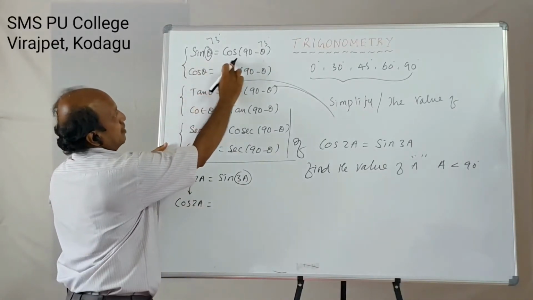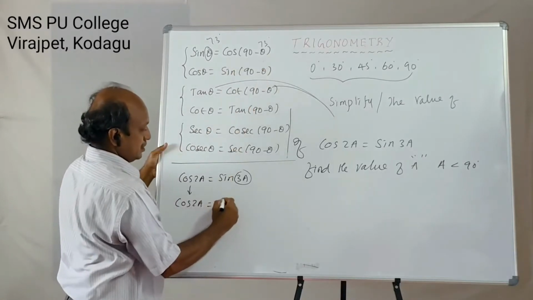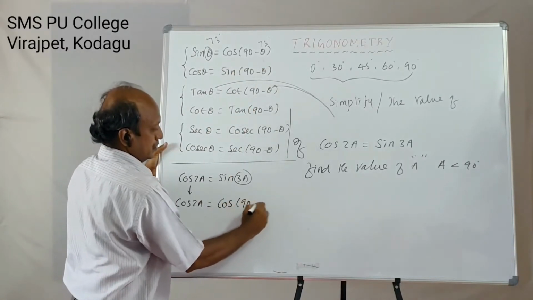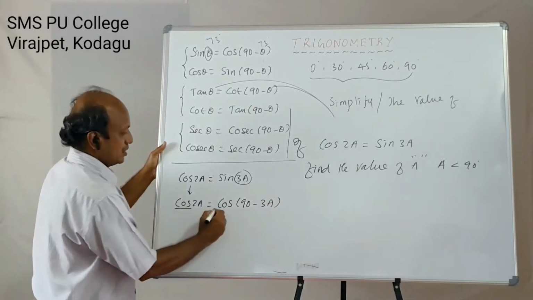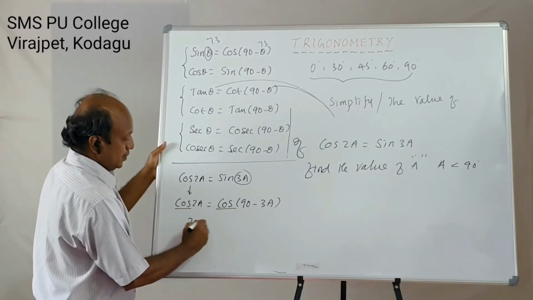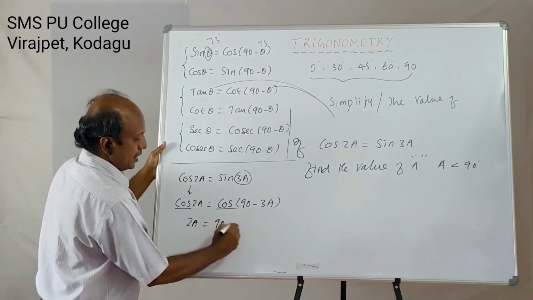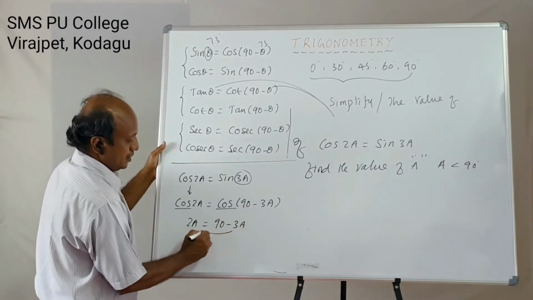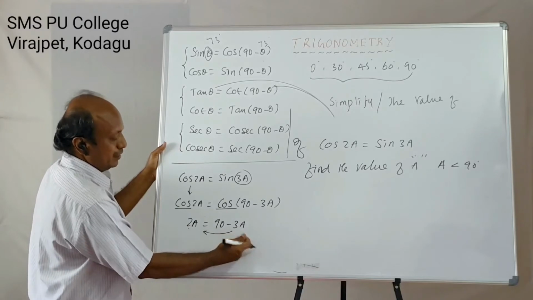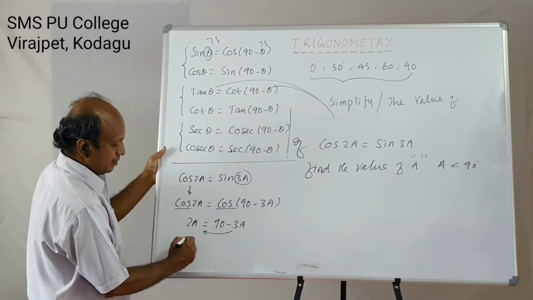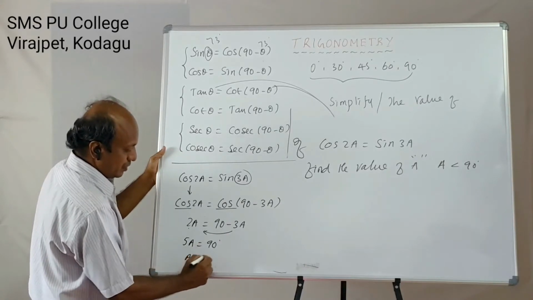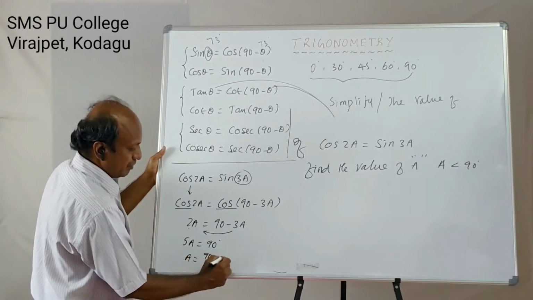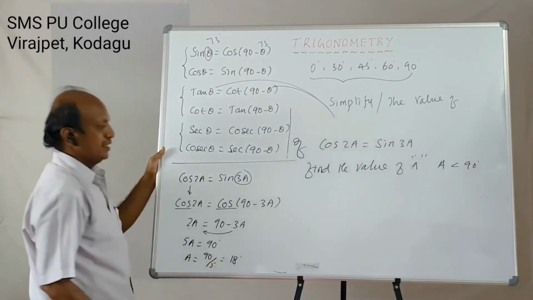Sin 3A is equal to cos of 90 minus 3A. Both sides cos is there. Therefore, just leave the cos. What are the other things? 2A is equal to 90 minus 3A. Shift it. Already here 2A. When this minus 3A comes to the left hand side, totally you will be getting 5A. 5A is equal to 90. Therefore, A is equal to 90 by 5, that is nothing but 18 degrees.